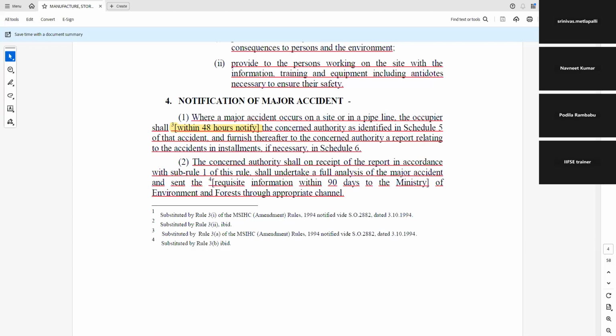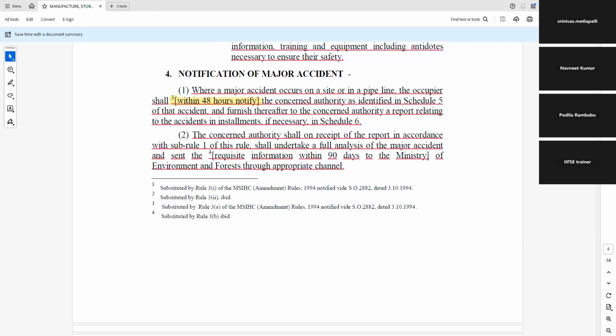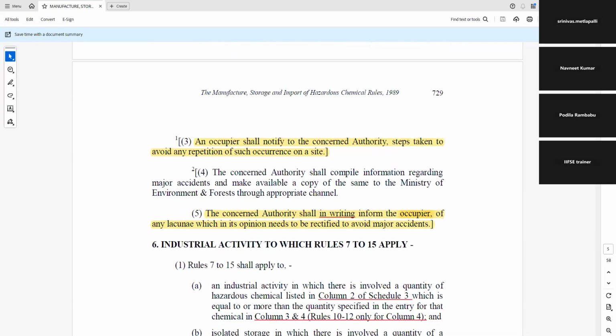So these authorities do the investigation. Then they analyze and identify the root cause of the incident. Then it will go to the Ministry of Environment and Forest, MOEF. They will get the report from these authorities. That is their responsibility. And again, an occupier shall notify the concerned authority of the steps taken to avoid any repetition of such occurrences on the site. So these are the corrective or preventive actions they have taken to avoid the reoccurrence of a similar incident. So what is the difference between preventive and corrective action?